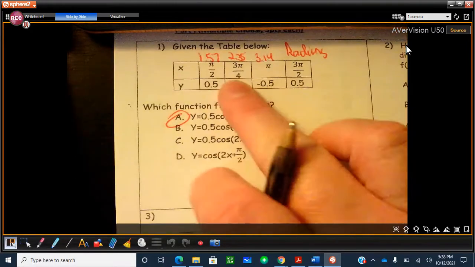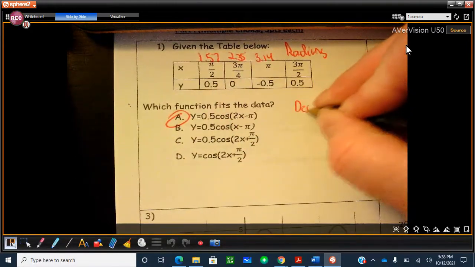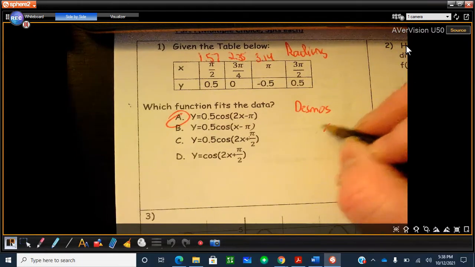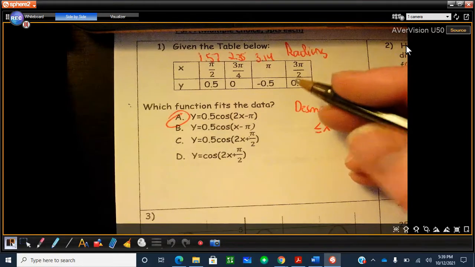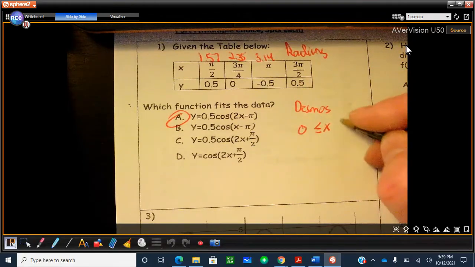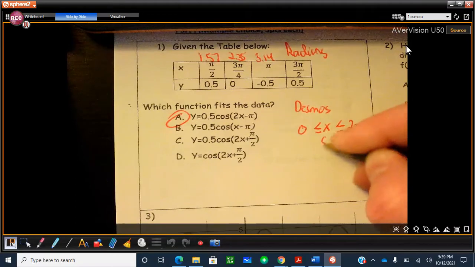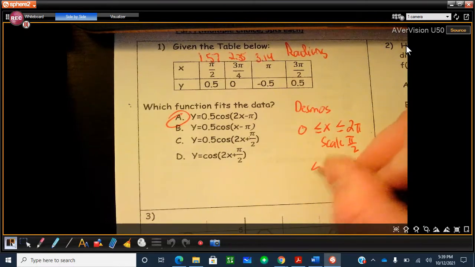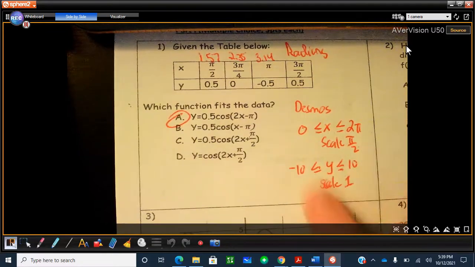And if you put this in Desmos, the only difference would be in Desmos, your x value is going to be greater than or equal to 0 and less than or equal to 2 pi, and your scale will be pi over 2. And then your y, if you do it in the standard window, you could say 10, negative 10, scale of 1. And in Desmos, it's really easy to see once you put it on there because you can hover over those points.